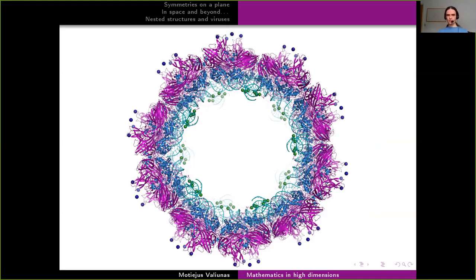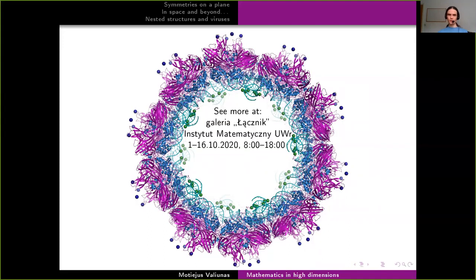For the pictures part, I would invite you to see more. There are more pictures like this in the Wunschning Gallery at the Mathematical Institute at the University of Wrocław. You can see more nice looking pictures, which also have some basis in real life in biology. This is open for the first half of October.